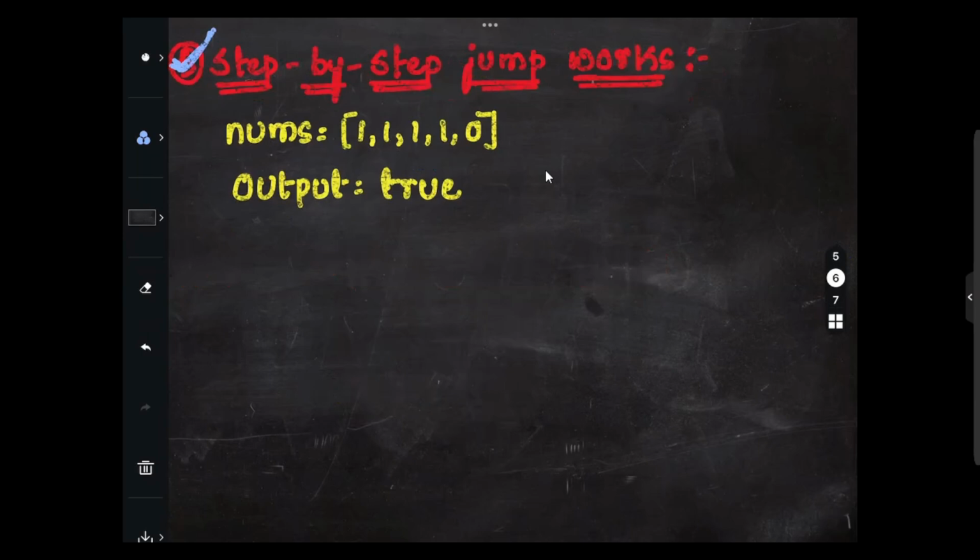Let's move on with the fifth and final edge case: step by step jump basically works here. One step at a time, again one step at a time, as we have the value 1 each time. So we have reached the last index, so we will return true in this case.